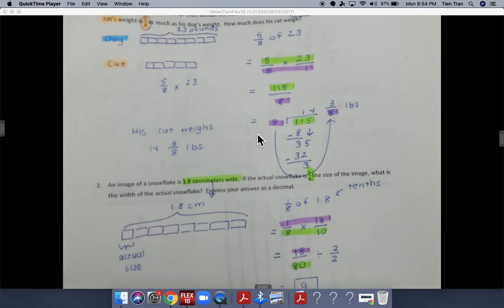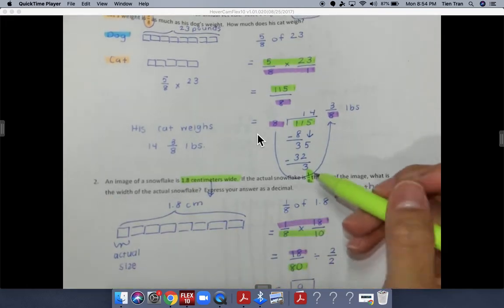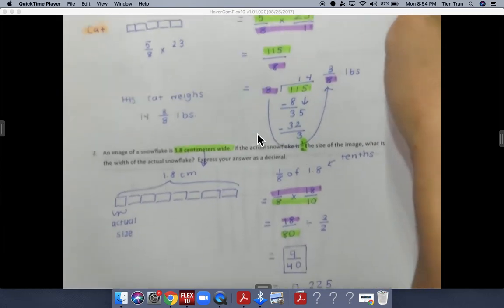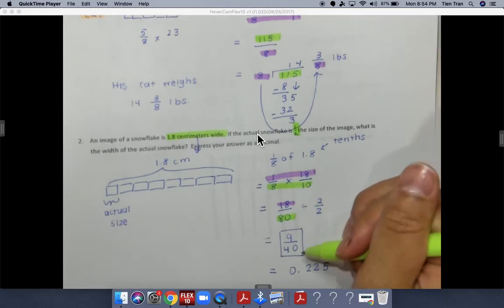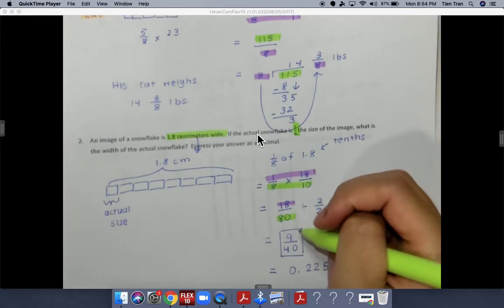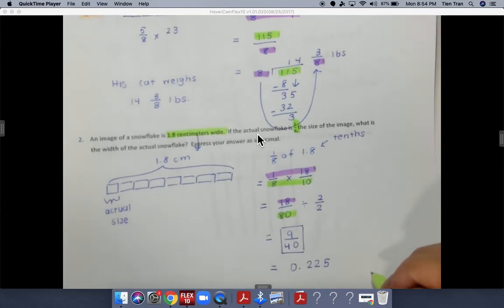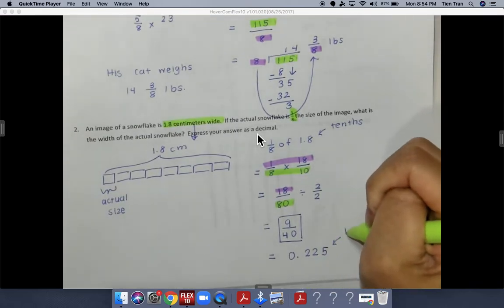I'm going to simplify by dividing the top and the bottom number, the numerator and the denominator, by 2. 18 divided by 2 gives me 9, and 80 divided by 2 gives me 40. So my answer is 9/40. And if I were to write this as a decimal, I would get 225 thousandths.